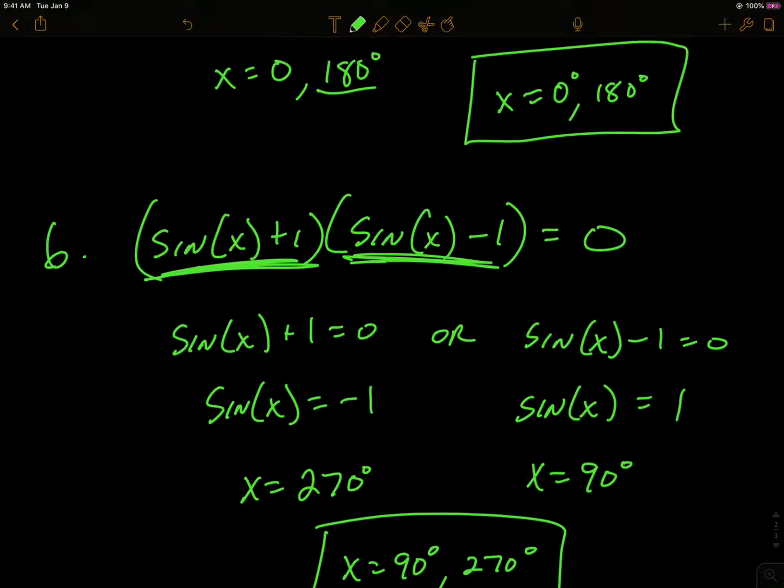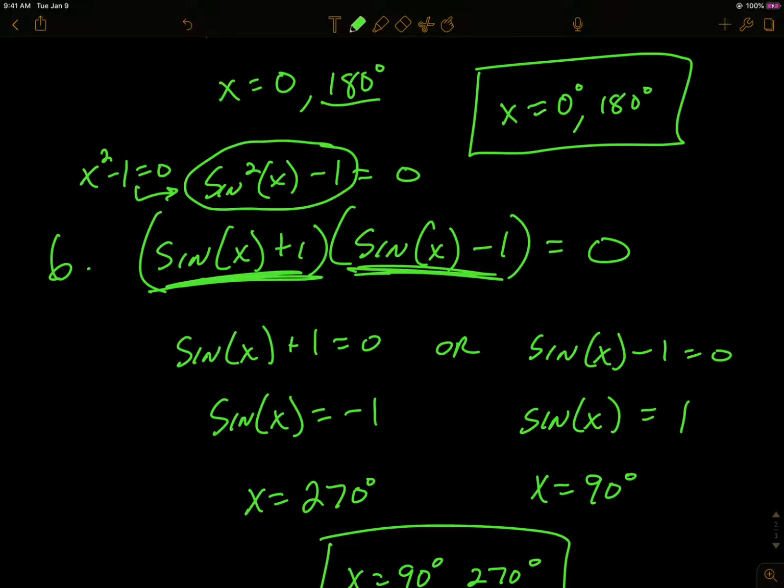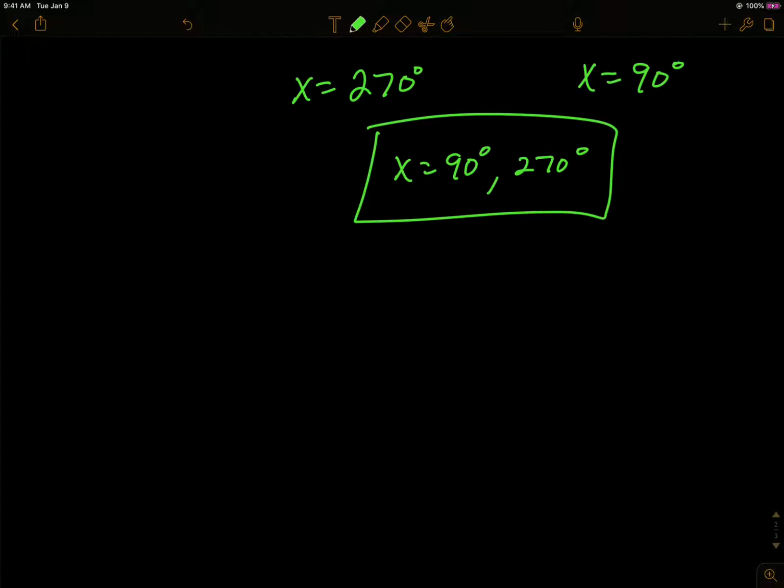This one, keep in mind, it's already factored, but I just wanted to show you that it may have come from this. Maybe that would have been the original, and you have to recognize this as a difference of two squares, like if you saw x squared minus 1 equals 0. This is the same thing, but instead of x squared, you have sine squared. Let's look at example number 7.